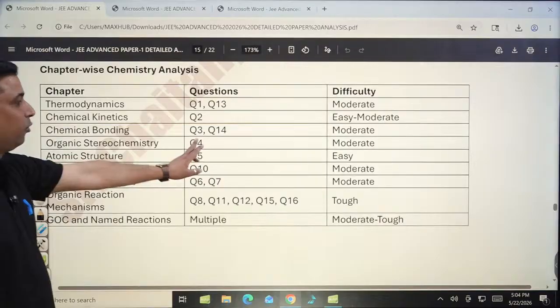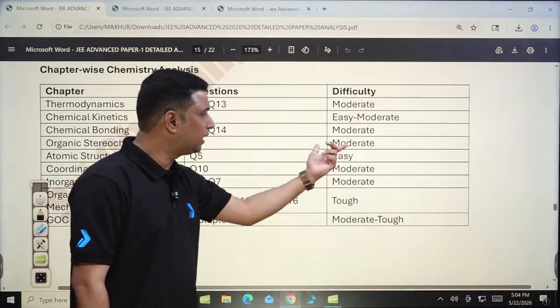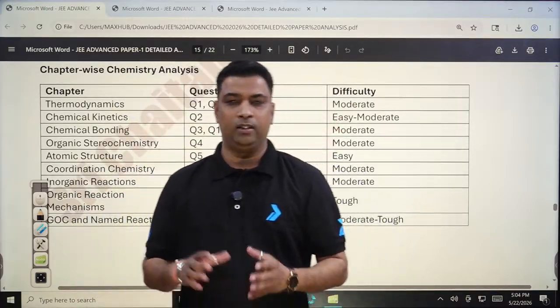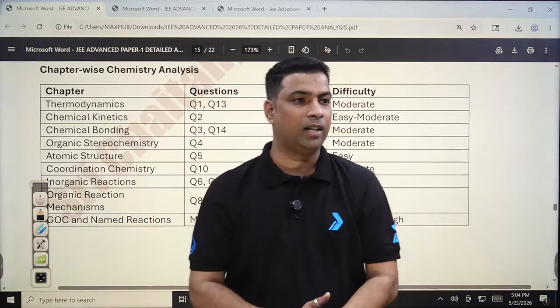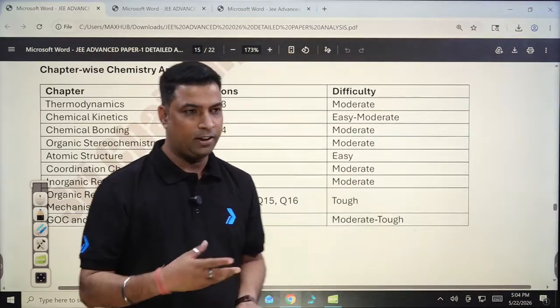Organic stereo, question number 4, was moderate, and it was a very nice question. Most of the teachers were discussing whether the plane of symmetry will pass or not. If the plane of symmetry passes, then how can it be a diastereomer? Because of the geometrical isomerism, it was showing the diastereomer.